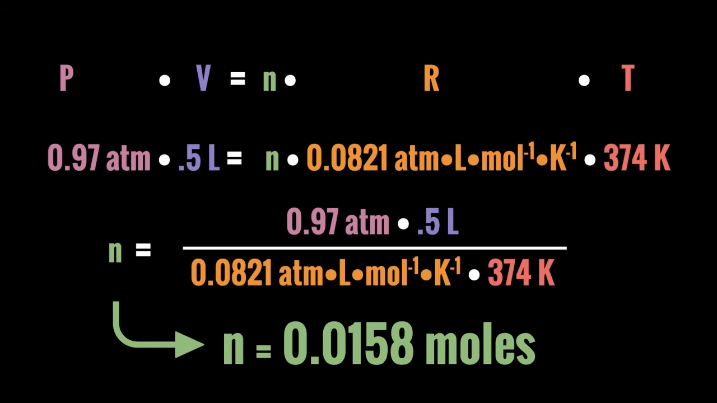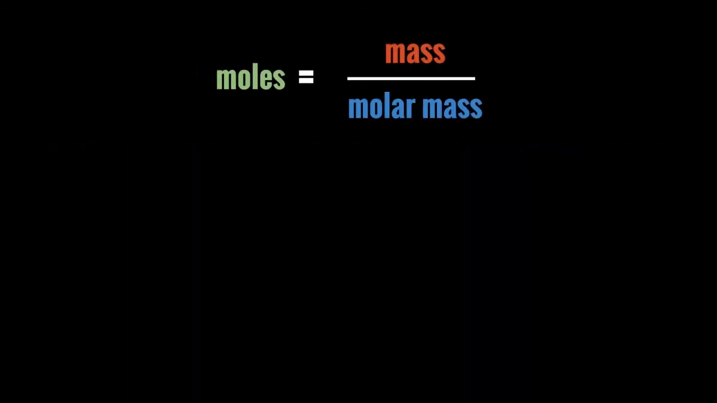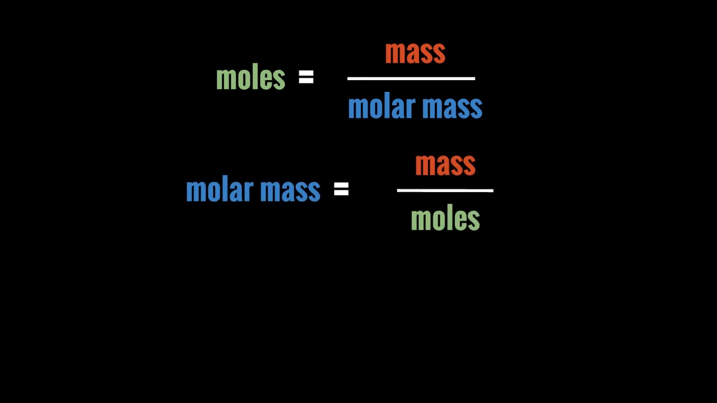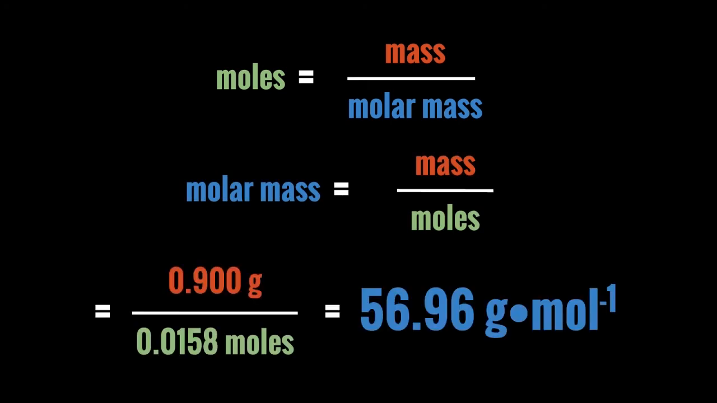Well, that's not what the problem's asking for. The problem's asking for the molar mass. We only have the moles. Thankfully, in the problem, we got the mass. We know for a fact that moles is the mass over the molar mass. From that, we can find out that the molar mass is equal to mass over moles. We have the mass, we have the moles, we divide them, we get the answer: 56.96 grams per mole.